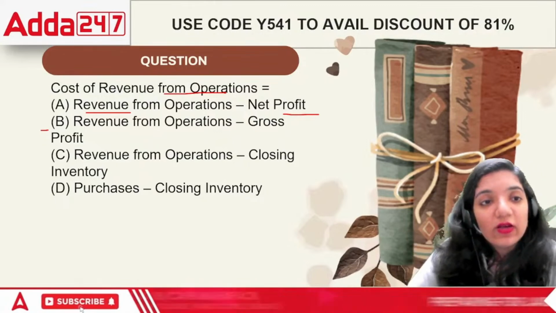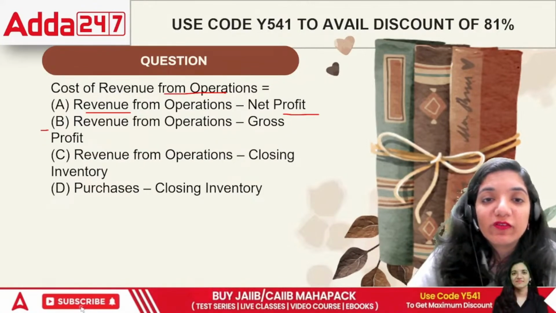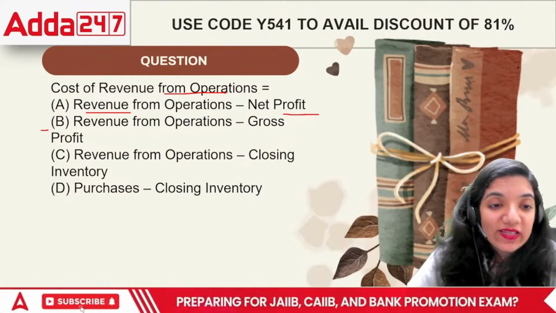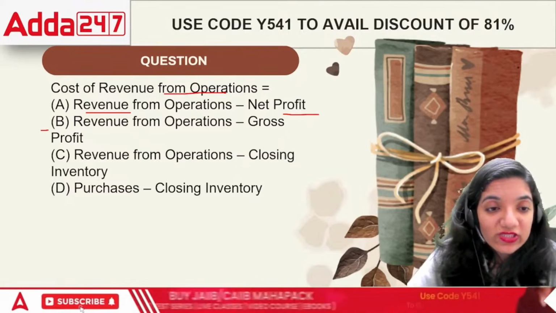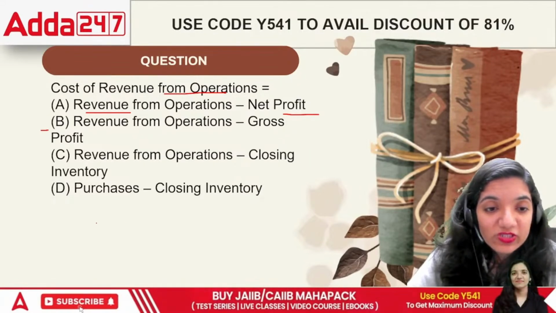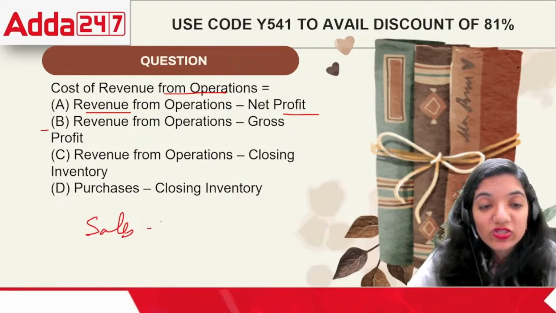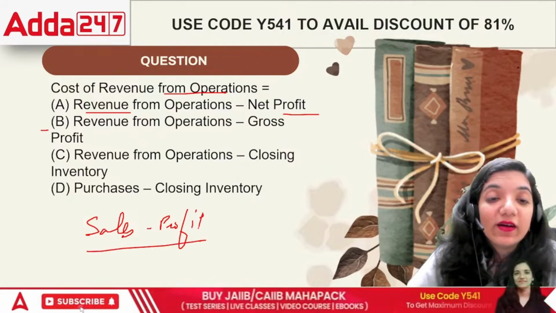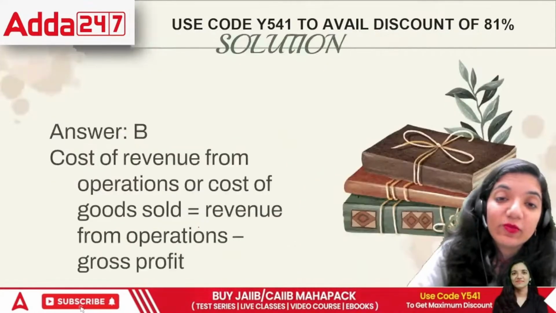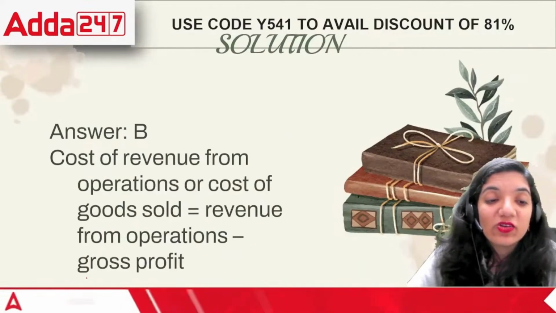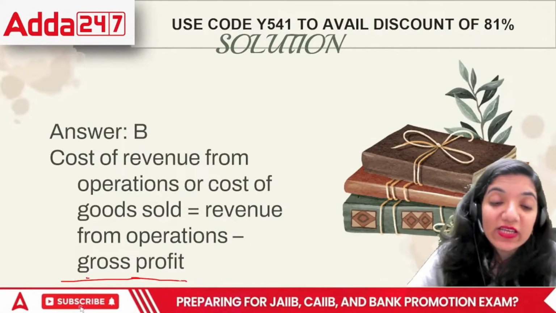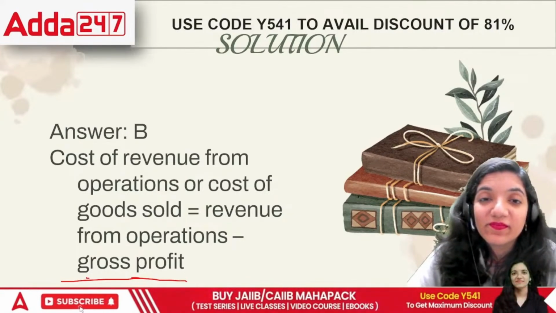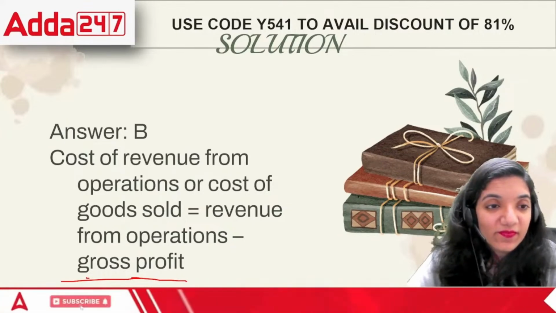The next point, cost of revenue from operations. If I talk about the cost of revenue from operations, it is basically the earnings that the organization would have made. If I talk about cost, it is sales minus profit. Whatever the sales of the organization is, we reduce the point of profit there, right? It would be revenue from operations minus the gross profit. So technically, in this case, the correct answer is B. Done, everyone?